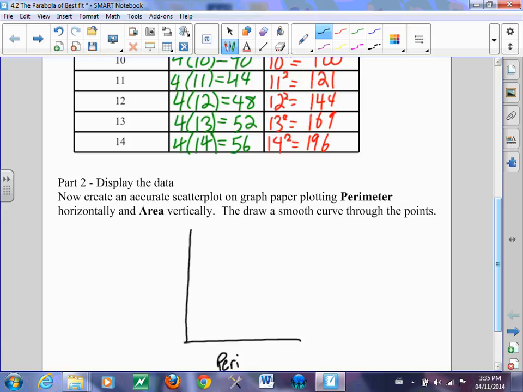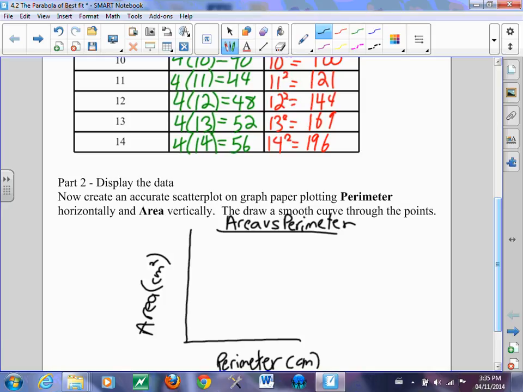So perimeter is going to go this way. Okay? And perimeter is in centimeters. And then we're going to do the area vertically. So the area goes here, and area is in centimeters squared. So this is going to be an area versus perimeter graph for the title. When you label the title of a graph, usually it's going to be the dependent variable versus the independent variable.